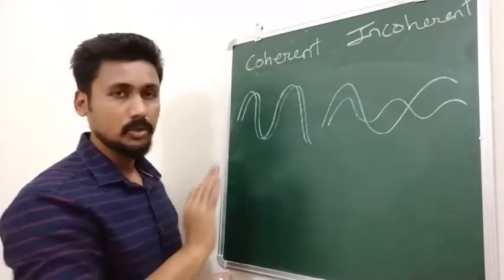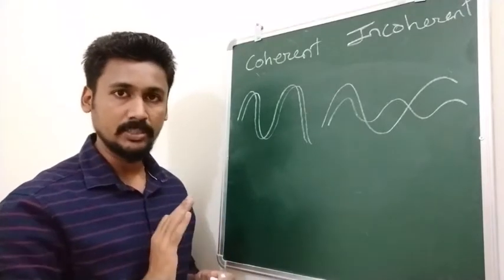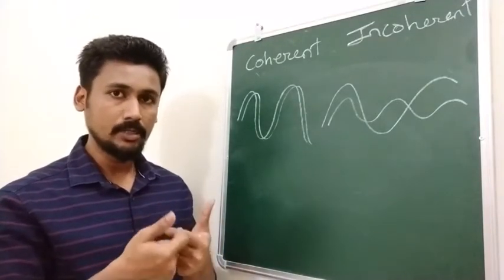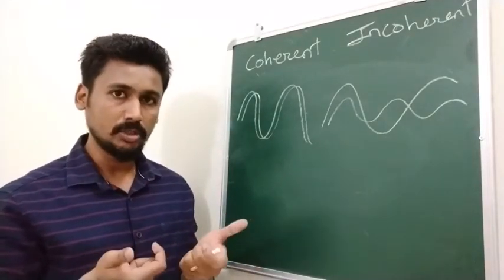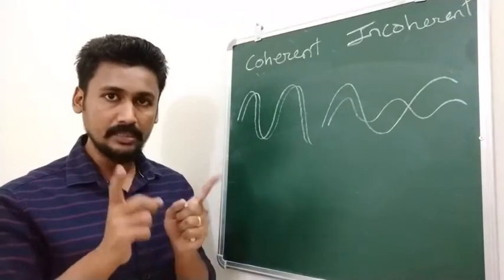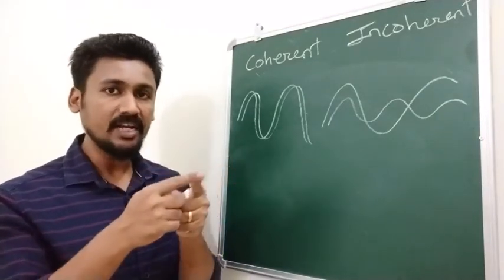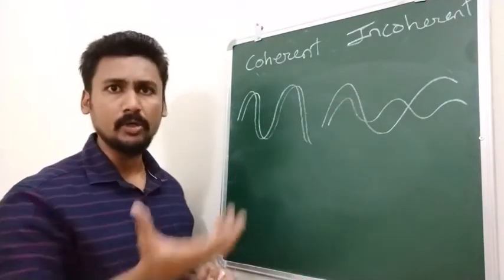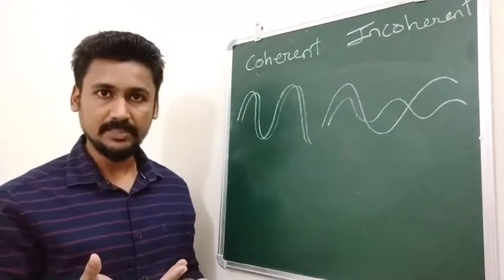So coherent sources have a constant phase difference, and incoherent sources have a phase difference that keeps changing. For example, if you take two torches in your hand, torch 1 is source 1 and torch 2 is source 2. When you focus the light from both torches on one point, the waves interfere with each other, and most often they will be incoherent.